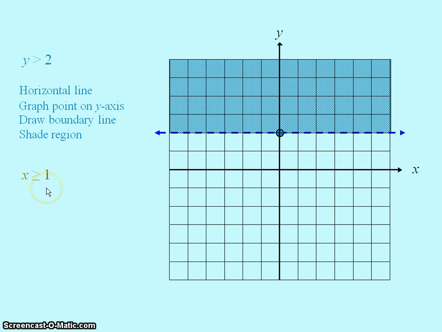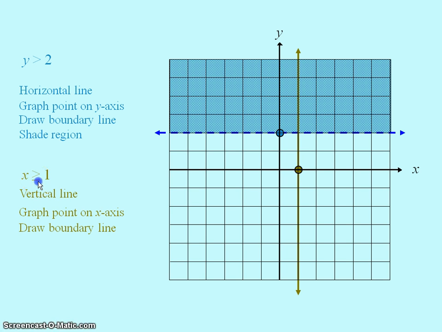Okay, again, these are the special cases. These should be easy. You only have one variable. This is the VOI, back to the vertical line. So I'm going to go to the x-axis. I'm going to graph the point right here. This is where x is 1. There it is. Now the boundary line, it's greater than or equal to, so it's going to be solid.